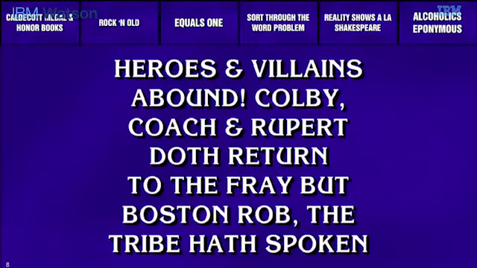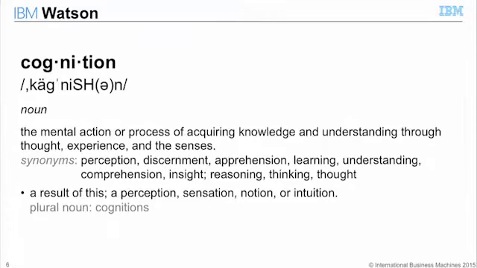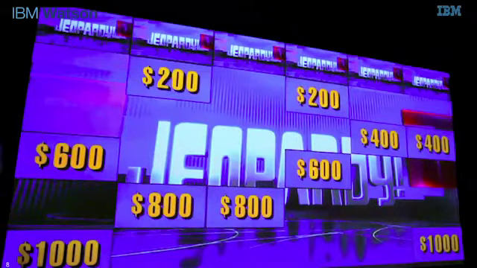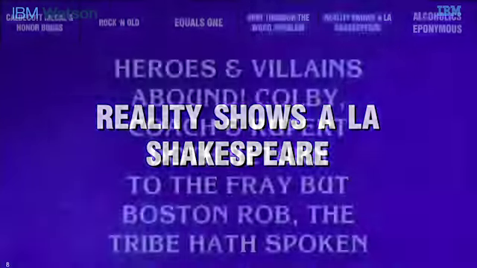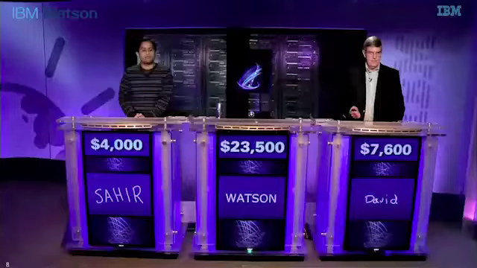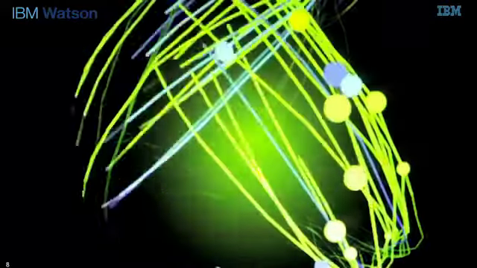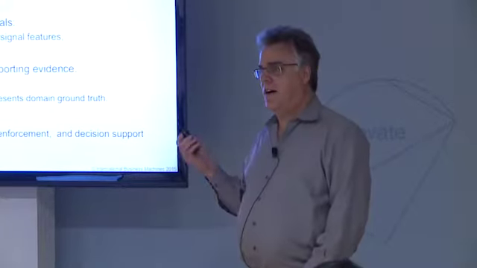Boston Rob, the tribe hath spoken. Let me go back. What is a survivor? Let's try that again. Reality shows, a Shakespeare for 200. Heroes and villains abound. Colby, Coach, and Rupert doth return to the fray, but Boston Rob, the tribe hath spoken. Watson: What is a survivor? Look, you've never seen this before. How do you know that? Good job, Watson.